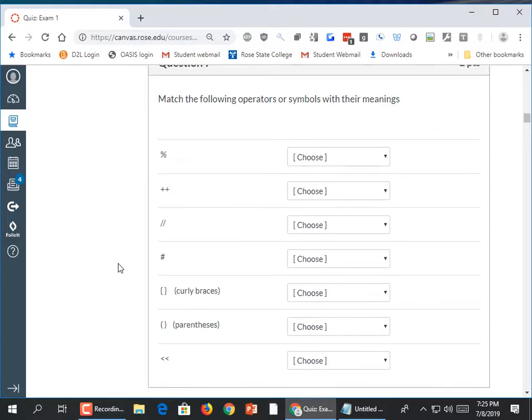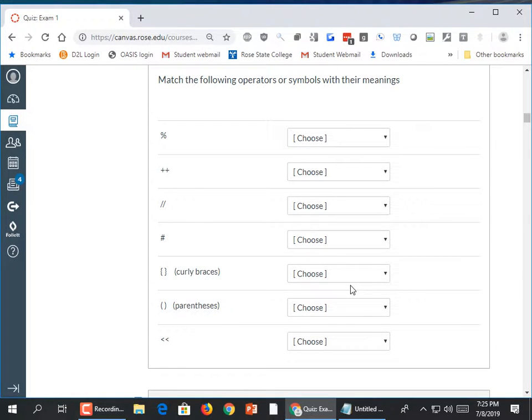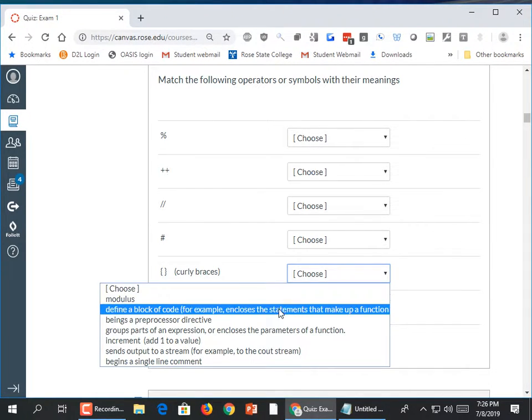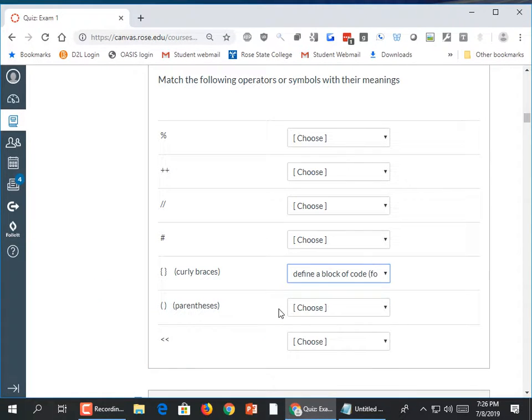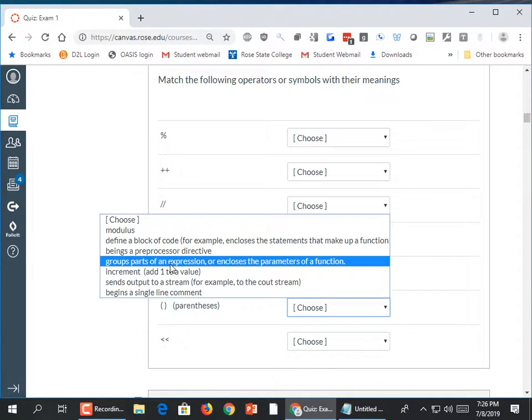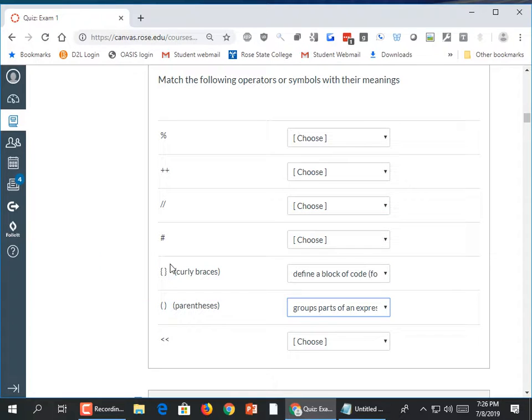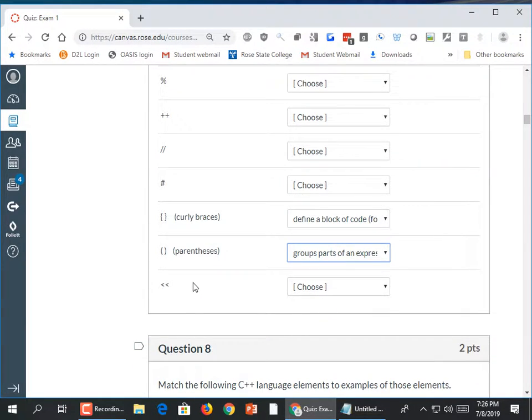Match the following symbols. The only answers that people got swapped are curly braces versus parentheses. Curly braces denote blocks of code. Right, you have an if statement, and then you have a curly brace, and you have a block of code that's indented. So that's what the curly braces do. In the meantime, parentheses group parts of an expression, like 2 plus 1 times 5, right? The 2 plus 1 are in the parentheses. Or they hold the parameters for a function. I think we all have the rest of these right.